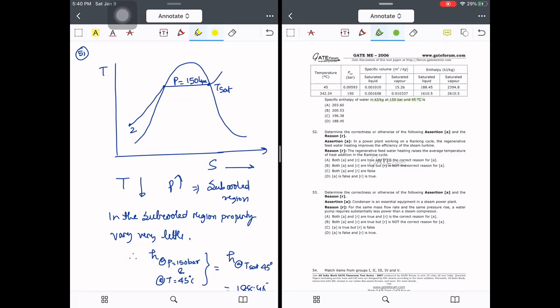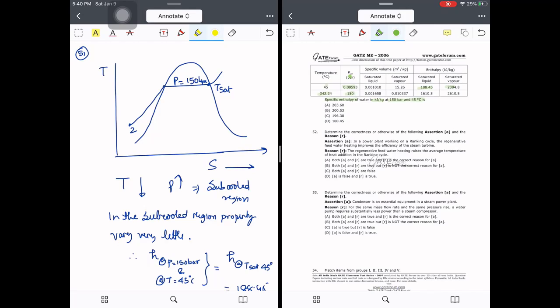Now let's move on to the next question, question number 51. Given below is the extract of the steam table. The specific enthalpy of water in kilojoule per kg at 150 bar and 45 degrees centigrade is. Now you see here, when the temperature is 45 degree, you will see the volume. I think what we need to find is specific enthalpy, right? Okay, specific enthalpy is 188.1.